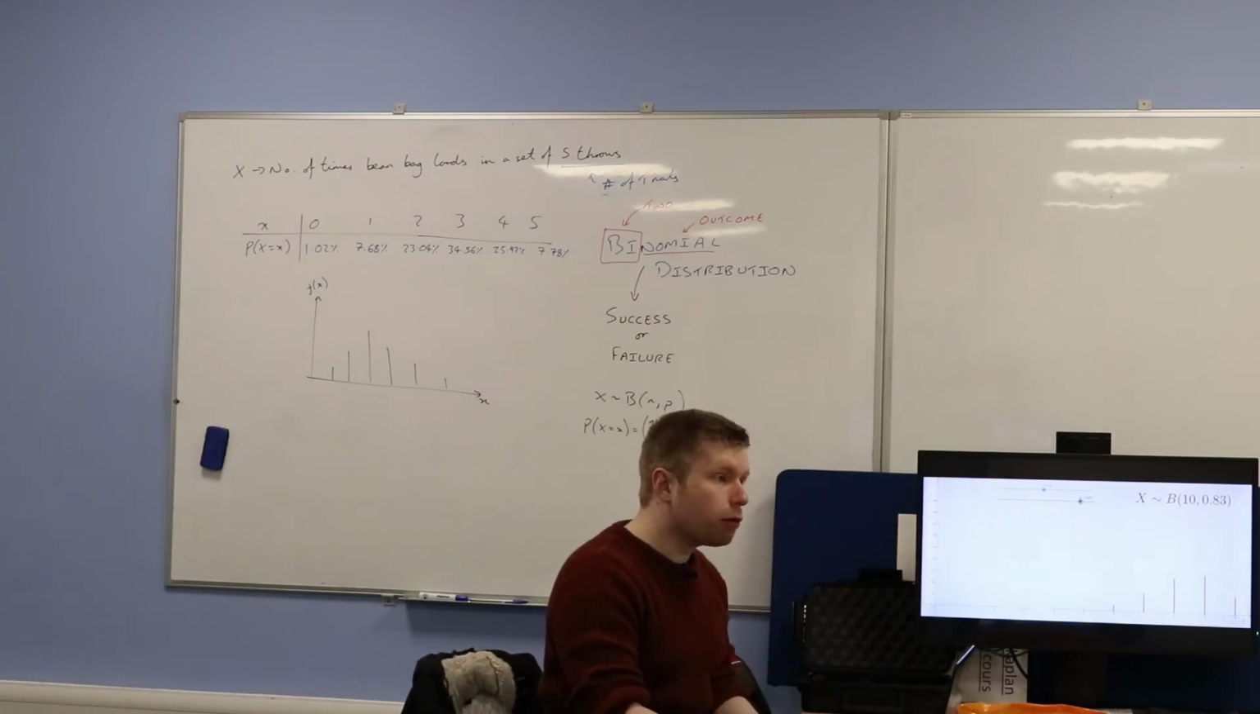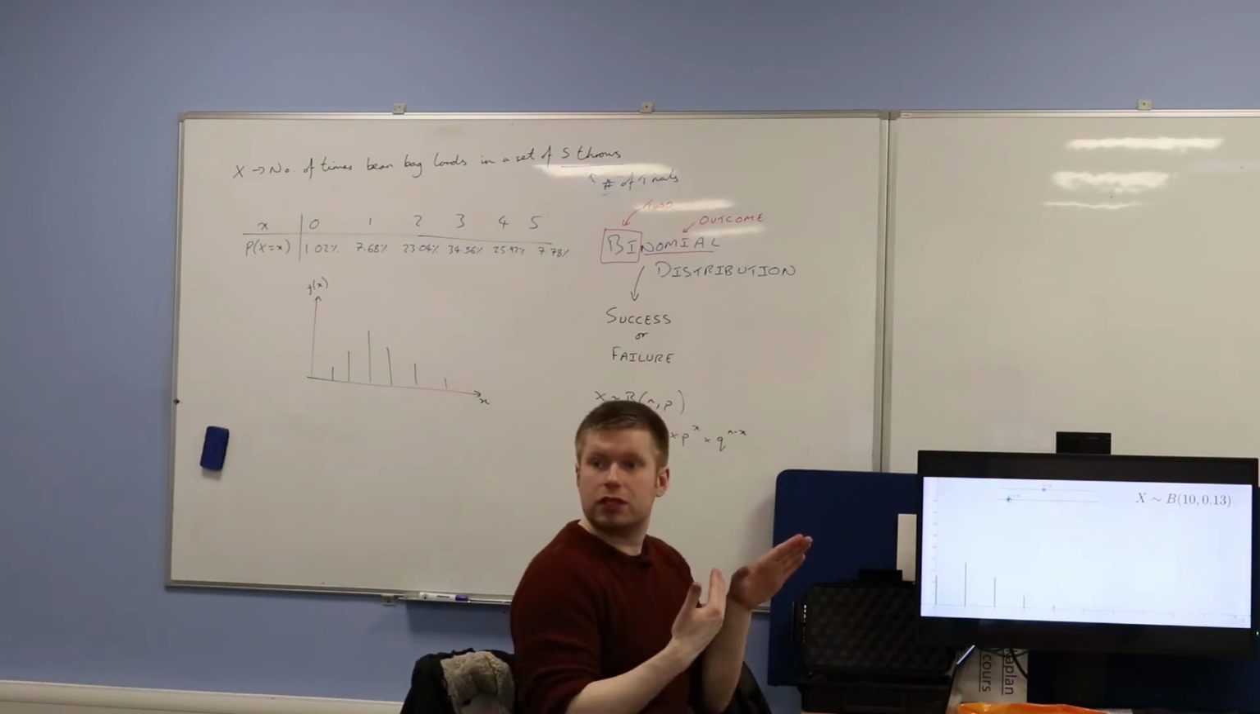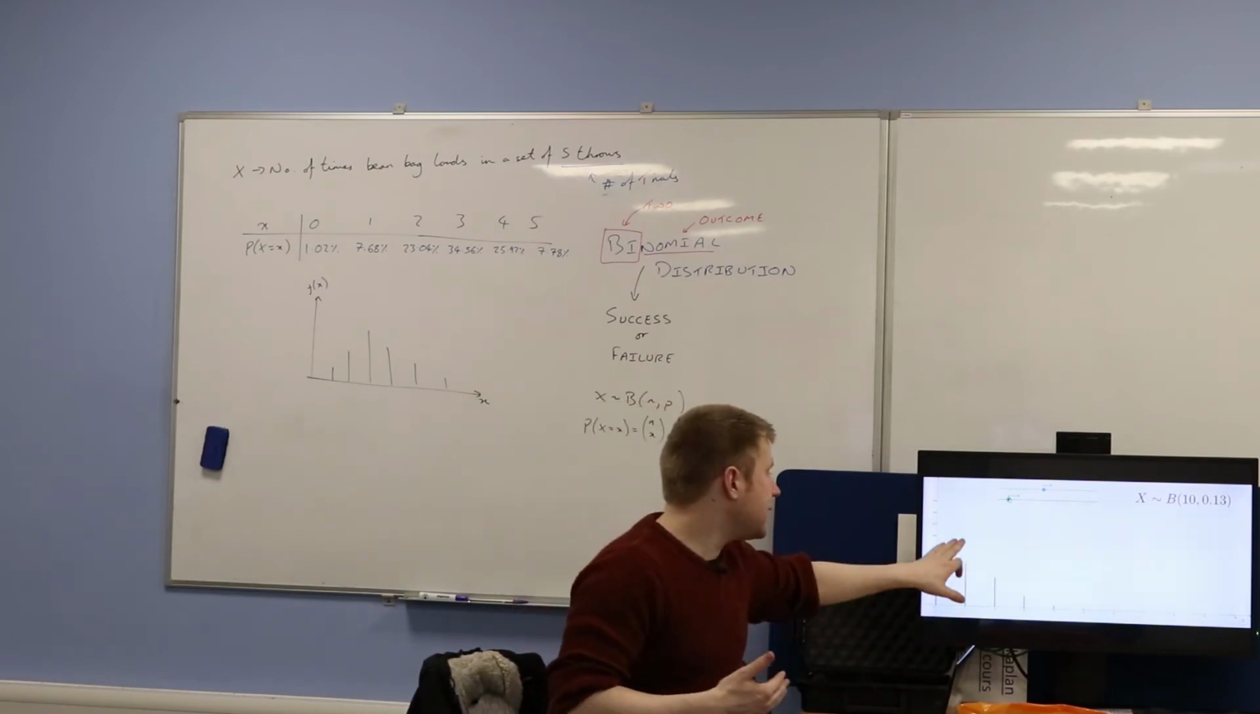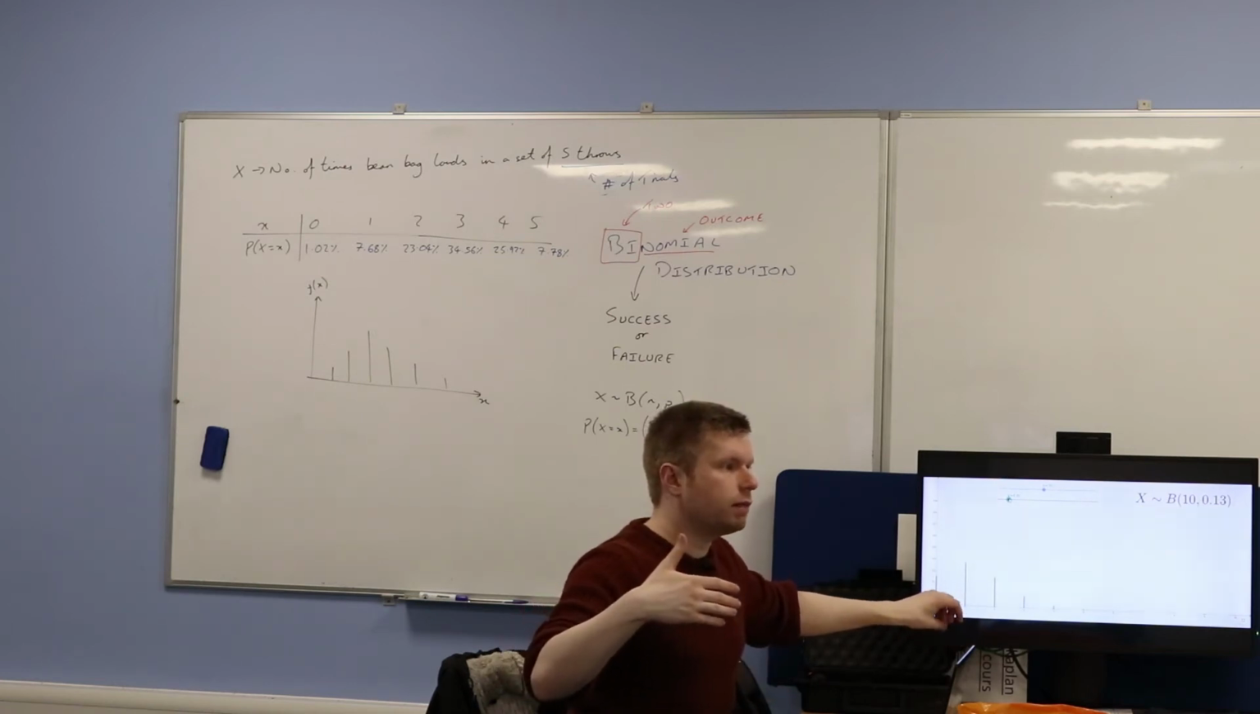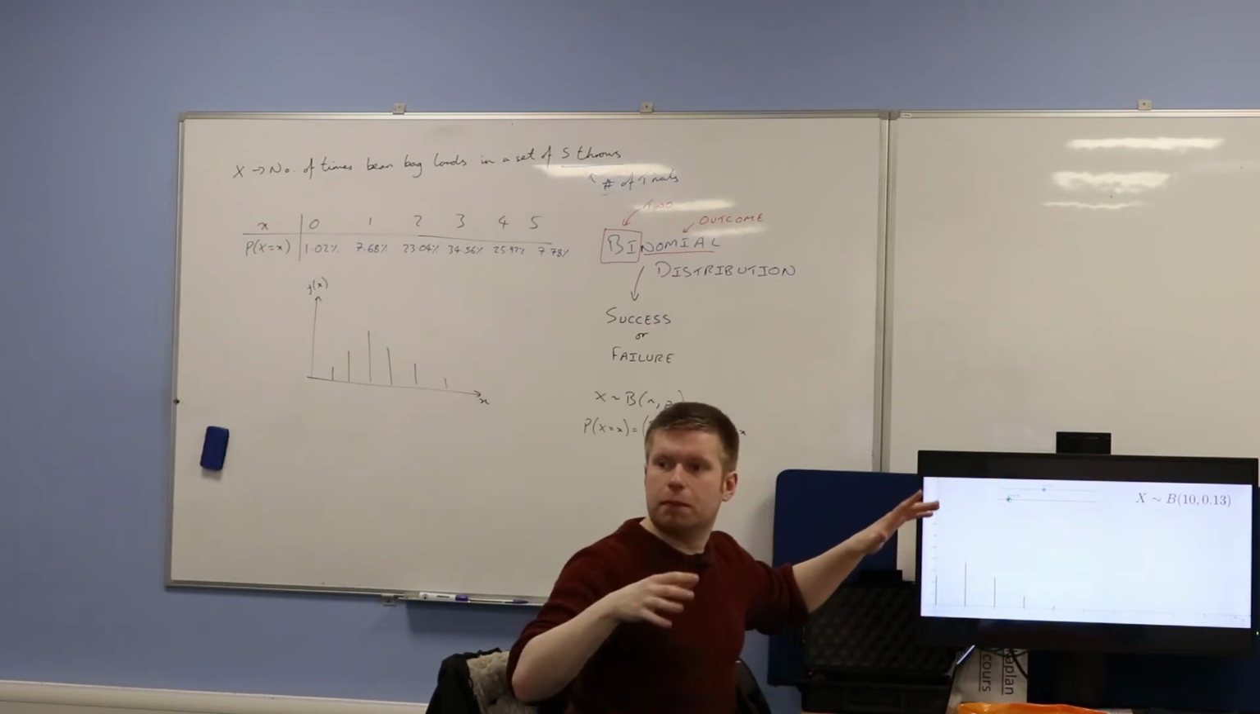Whereas if I decrease the probability, so I've got a lower chance of success, are you happy it becomes positively skewed? Yeah? Because now I have a lower chance of getting high successes. So actually I should only expect 13% of the time to be a success.